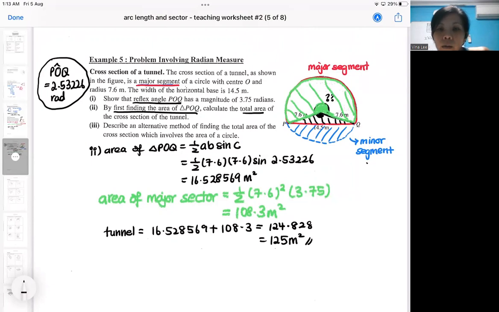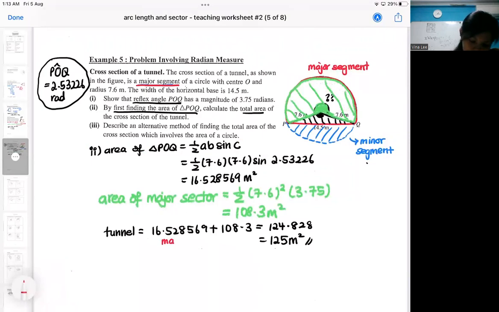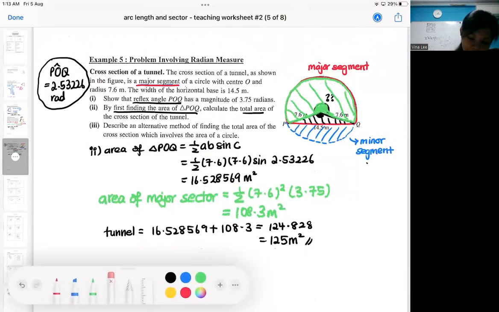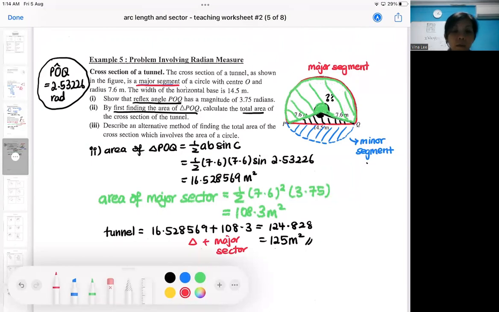So if you take a look, the major segment is like a major sector plus a triangle. So the major segment is a triangle plus a major sector. In part 3, they want the alternative method. And this alternative method must involve the whole circle, the area of a circle. That means I will still get the same answer, 125.